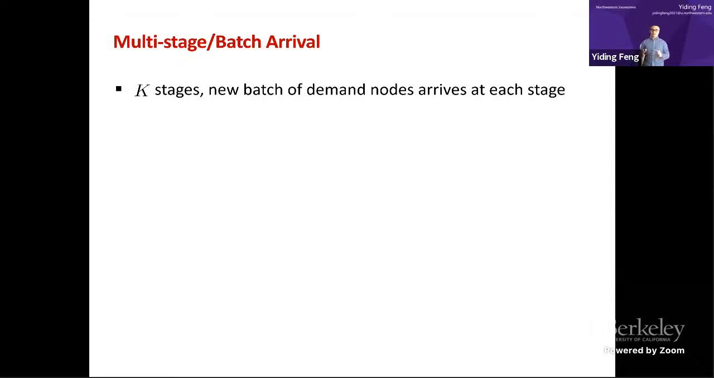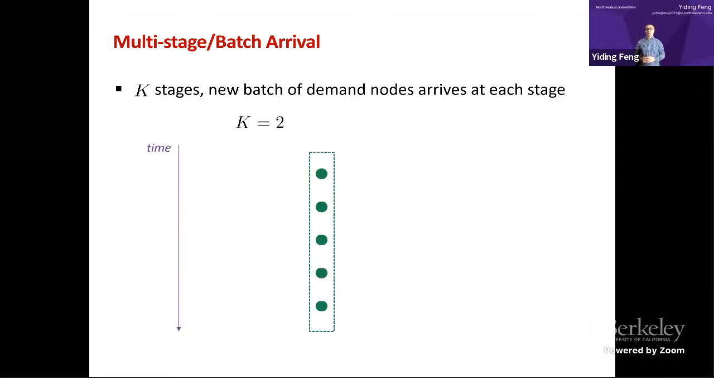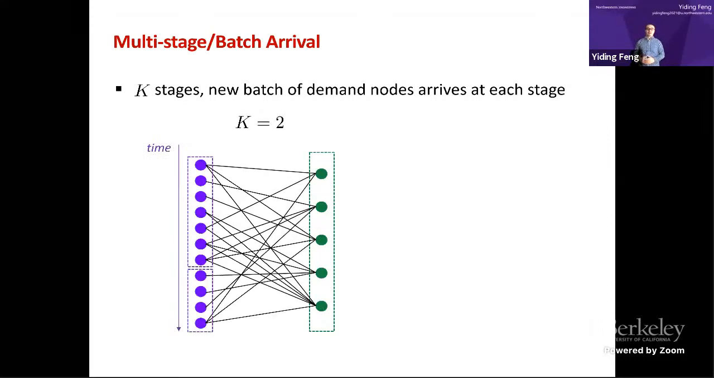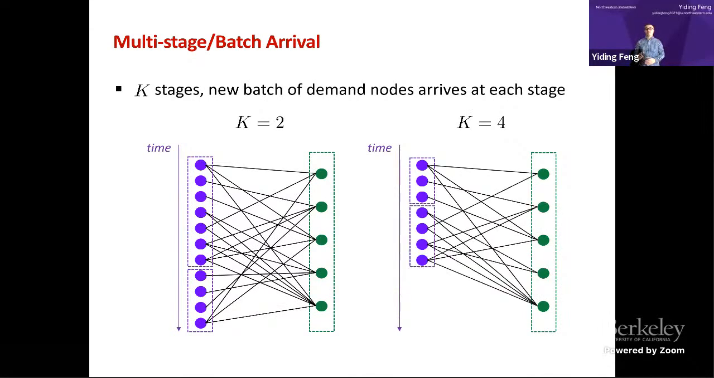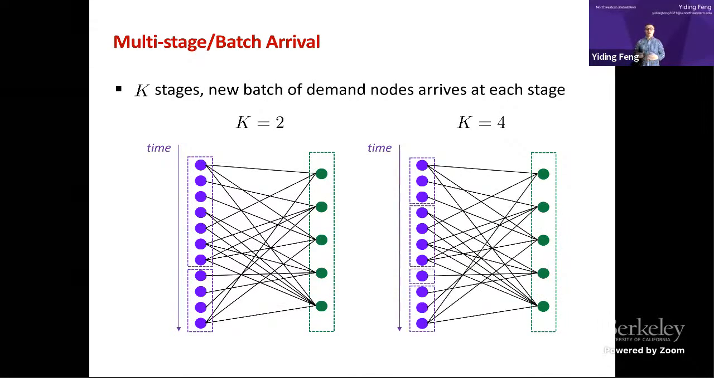Specifically, suppose it is fixed that there will be K stages, and therefore a new batch of demand nodes will arrive in each stage. For example, here is an instance of 2 stages, and therefore we will have 2 batches. And another instance of 4 stages, and therefore we will have 4 batches. And in our model, we do not make any assumption about the number of demand nodes within each batch.